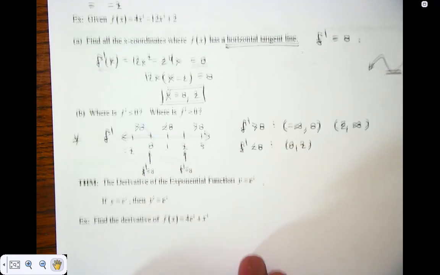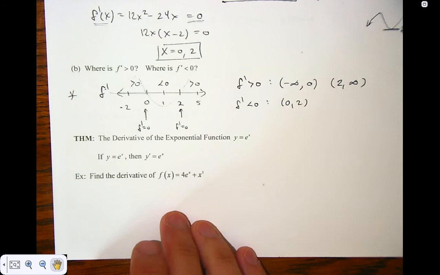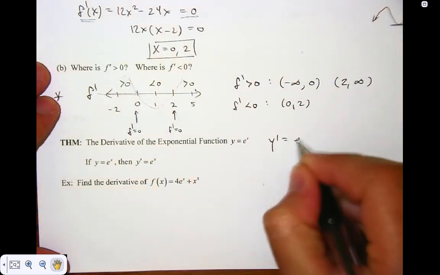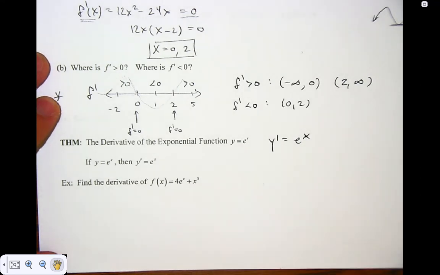Okay. All right. The derivative of the exponential function, you'll love this one. It's really easy. It's almost too easy. Some people freak out. Look, why is that? Y prime is exactly the same thing. The derivative of the exponential function e to the x is just e to the x. Okay. There's no tricks there.